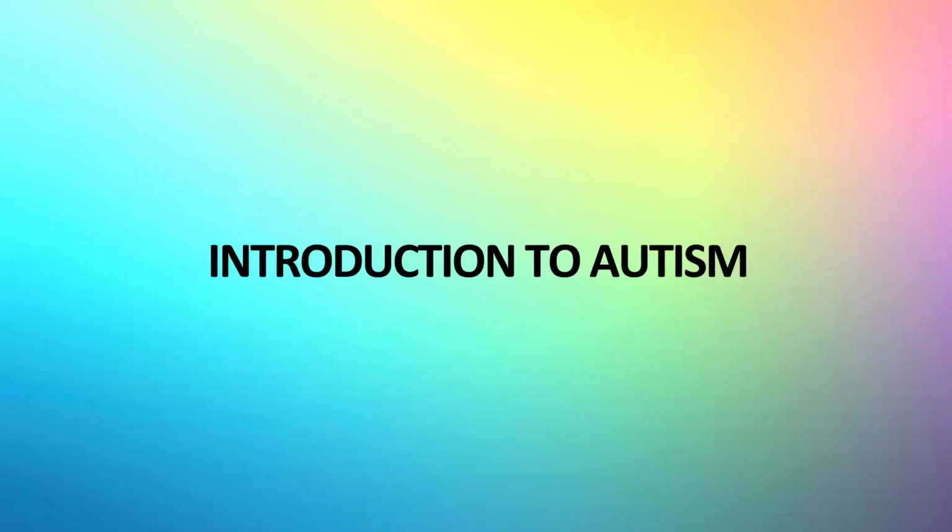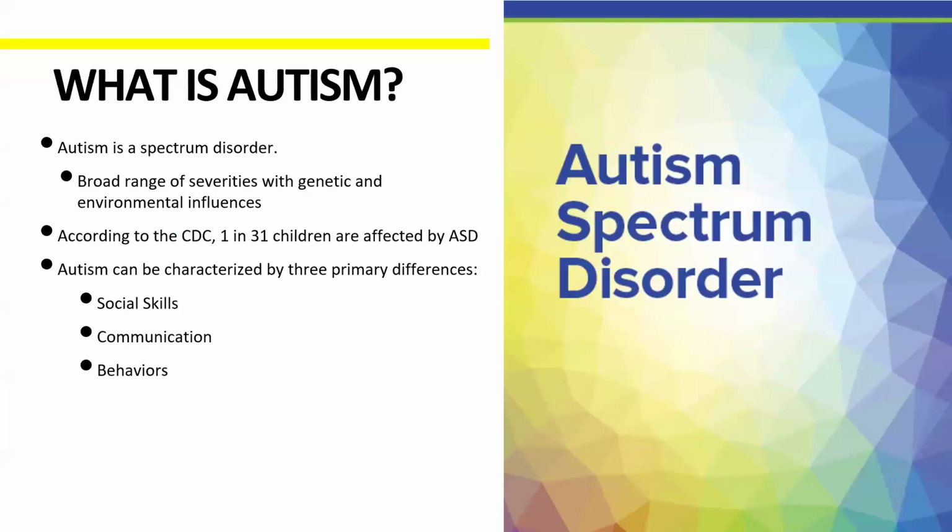All right, we're going to start with an intro to autism. Autism spectrum disorder, otherwise known as ASD, is on a spectrum, meaning that there is a wide range of severity within this diagnosis. ASD is reported to occur in all racial, ethnic, and socioeconomic groups. Furthermore, ASD has both genetic and environmental influences. According to the CDC, 1 in 31 children are affected by ASD. Additionally, ASD is nearly 3 times more common in boys than it is in girls.